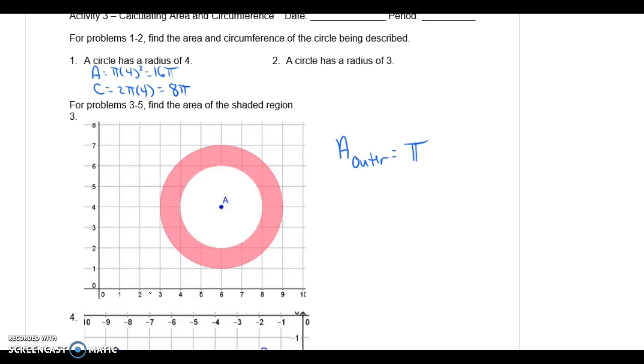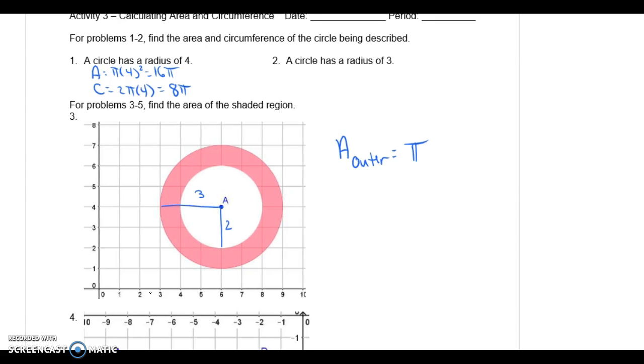And here we have our center. It looks like it's (6, 4). So if I count away to the edge, 1, 2, 3, it looks like the radius of the bigger circle is going to be 3. And of the smaller circle, it looks like 2.